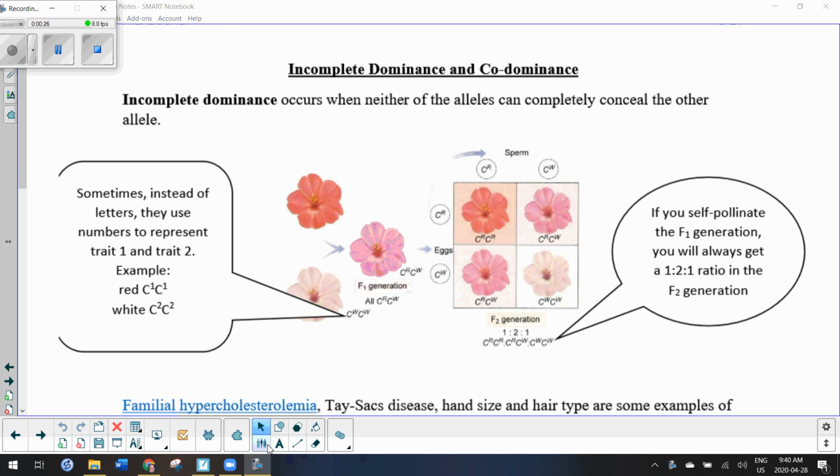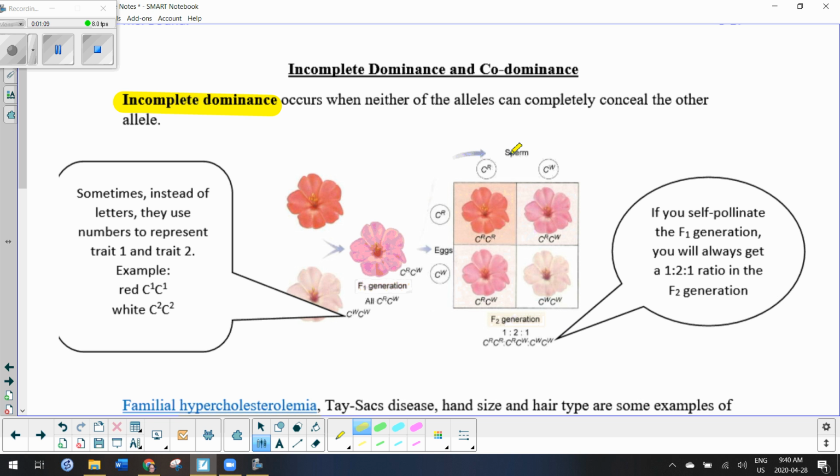So, incomplete dominance. Incomplete dominance occurs when neither of the alleles can completely conceal the other allele. What that is implying is you don't have one trait overtaking another. So you don't have complete dominance, which is why we call it incomplete dominance. In the previous two videos, when I talked about mono and dihybrid crosses, we focused on complete dominance, where one allele will completely overtake the other. In this scenario, you kind of have blending of traits.